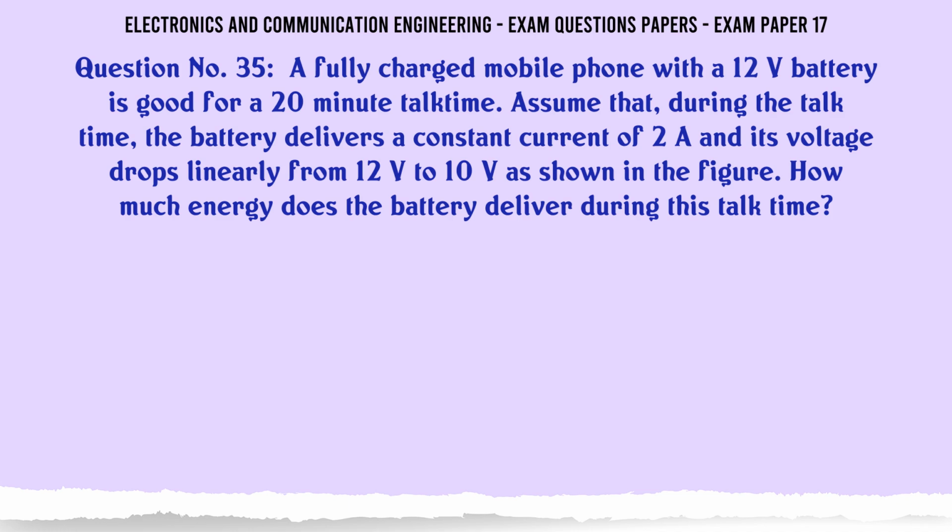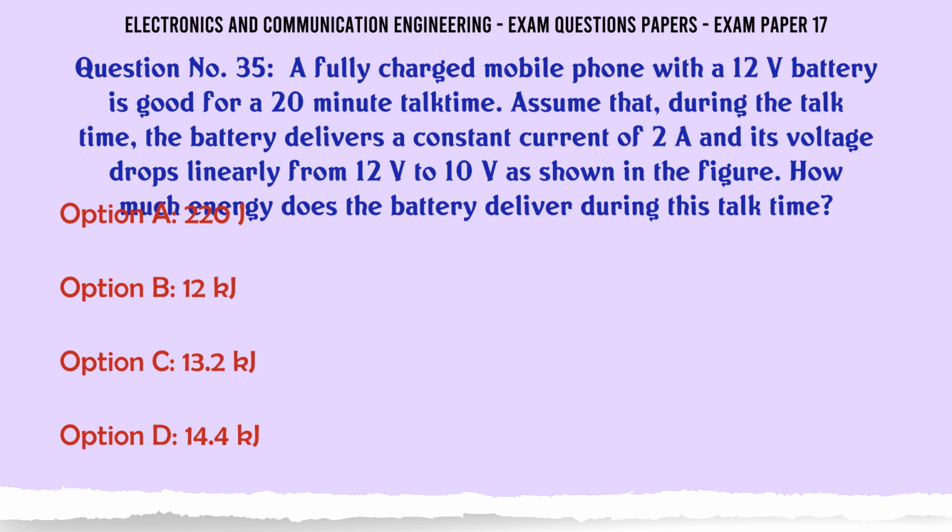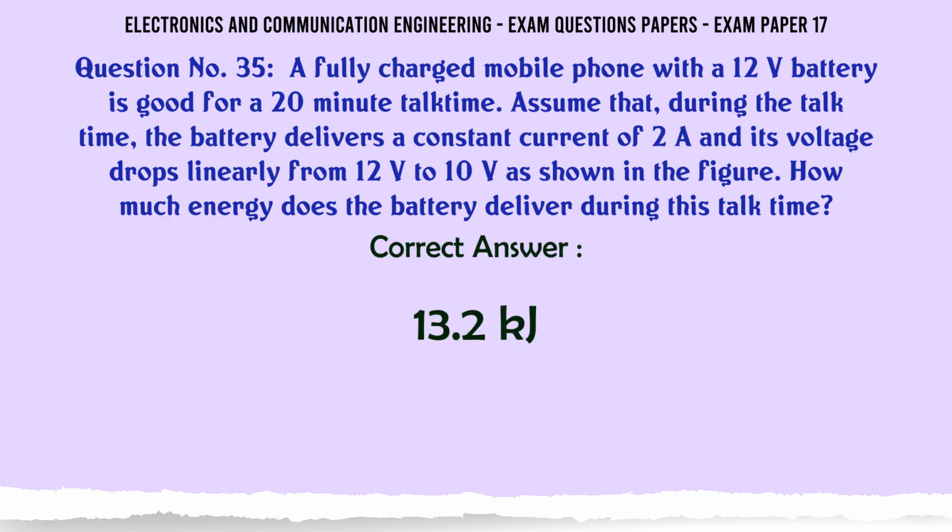A fully charged mobile phone with a 12V battery is good for a 20-minute talk time. Assume that during the talk time the battery delivers a constant current of 2A and its voltage drops linearly from 12V to 10V as shown in the figure. How much energy does the battery deliver during this talk time? A. 220 J, B. 12 kJ, C. 13.2 kJ, D. 14.4 kJ. The correct answer is 13.2 kJ.